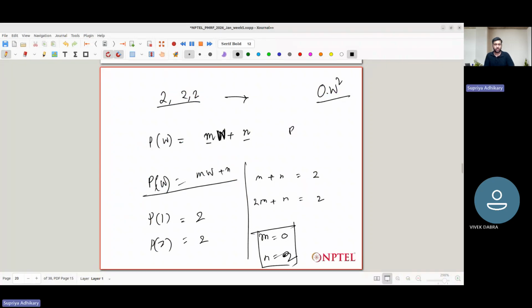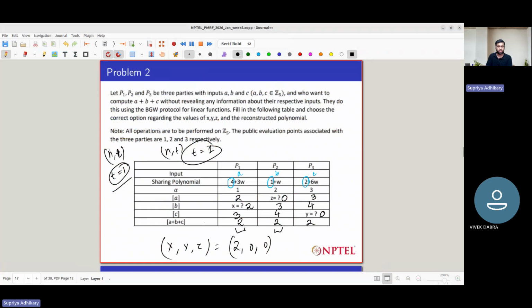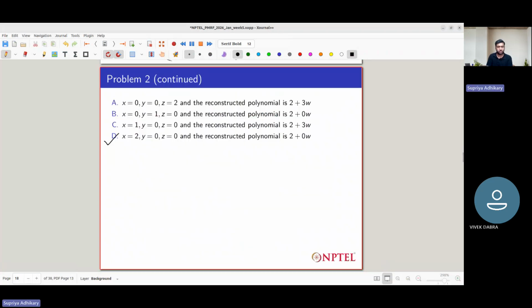And therefore, in this case, p(w) would be equal to 0w plus 2. So as you can see, even the coefficient for the linear term w is 0. So here the polynomial is nothing but a constant polynomial, which is 2. So the option is option D.